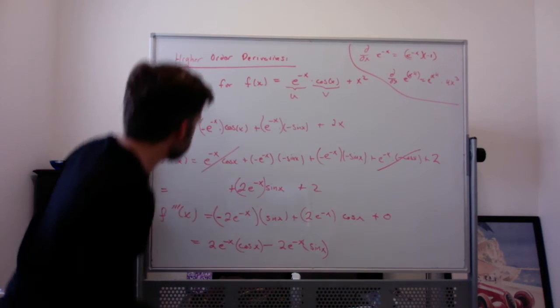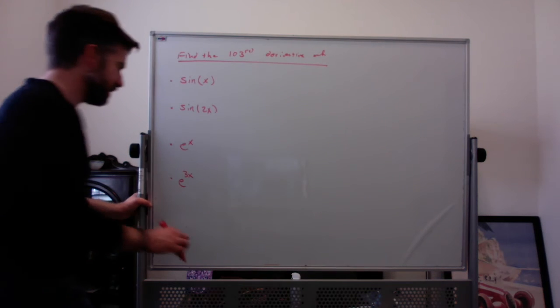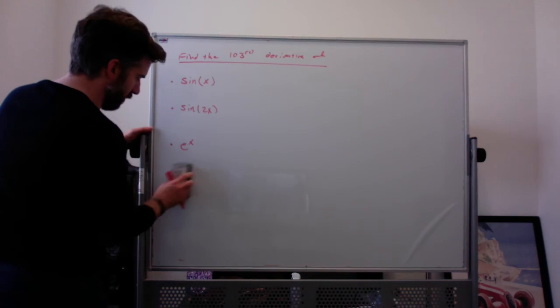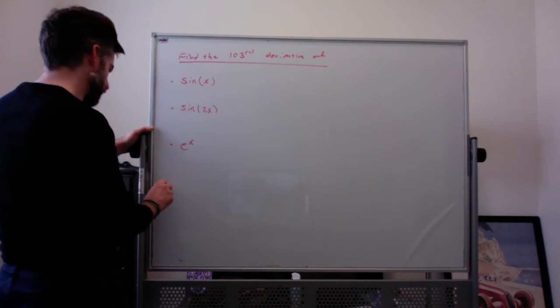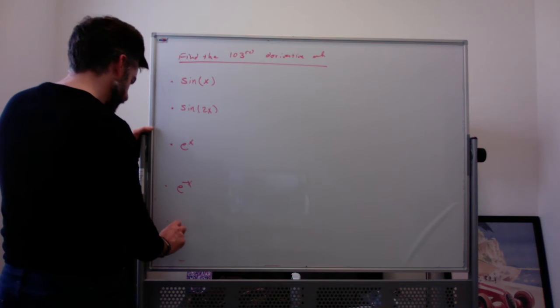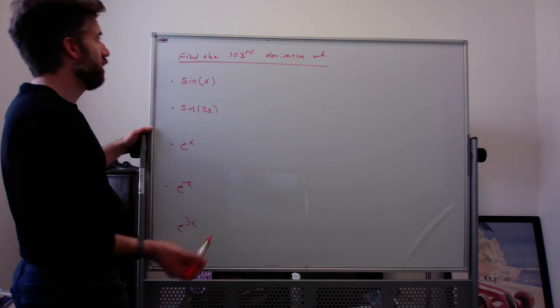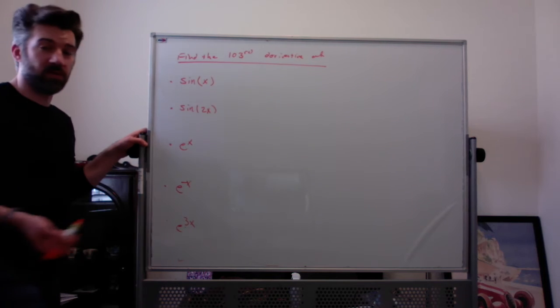That's it. Okay, and then for ones where you have lots of derivatives, I'm going to add one in here. I'm going to do e to the negative x and then e to the 3x. So what's the 103rd derivative of sine?